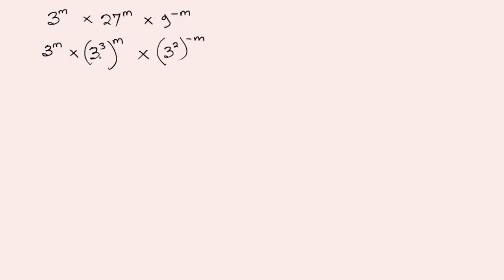So if we simplify this further, we'll use the law that says that a raised to power m raised to power n is equal to a to the power m multiplied by n. We'll use that for both of these. And so this becomes 3 raised to power 3m, since 3 times m is 3m, multiplied by 3 raised to power minus 2m, since 2 times minus m is minus 2m.